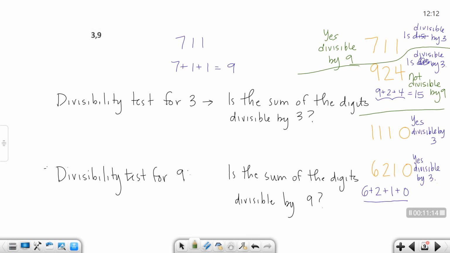1,110. If you add up those digits, you get 3. 3 goes into 9, but 9 does not go into 3. So this is not divisible by 9. And lastly, 6,210. If you added those up, you get the number 9. That is divisible by 9. That's how you'd look at that.